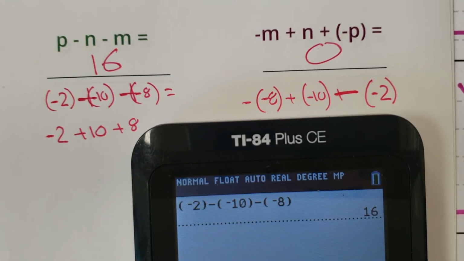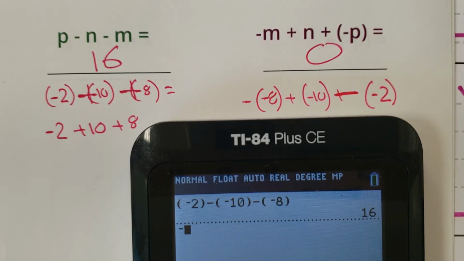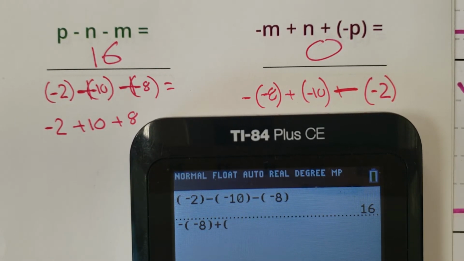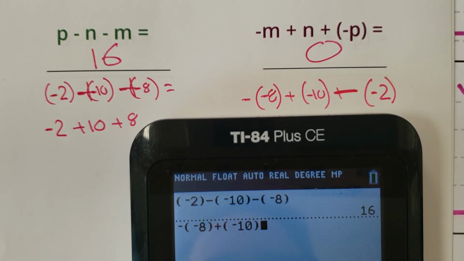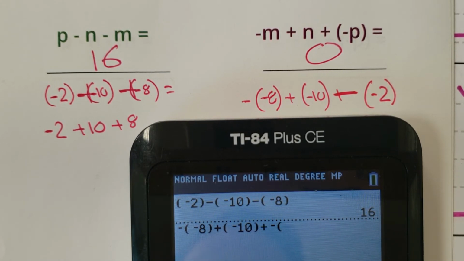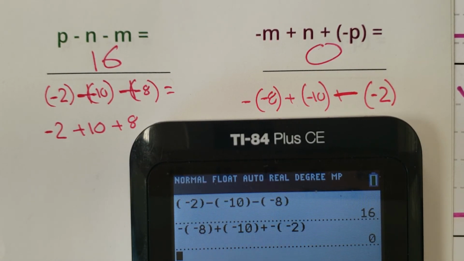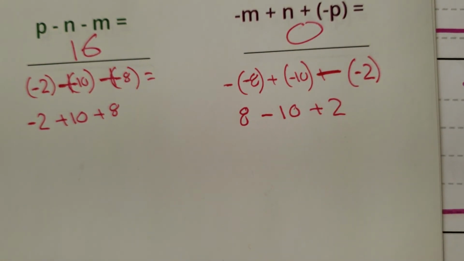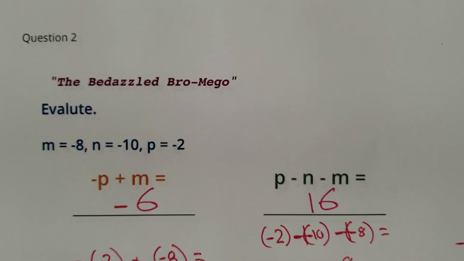All right, I'm going to see if I can risk this one here. Okay, so -8, close the bracket, plus a -10, and then plus a negative. I hope my calculator doesn't explode here. All right, whole thing turned into 0. Yeah, that's pretty gross. Look at that. Ew. No thanks. All right, that was the Bedazzled Bro-Mego.